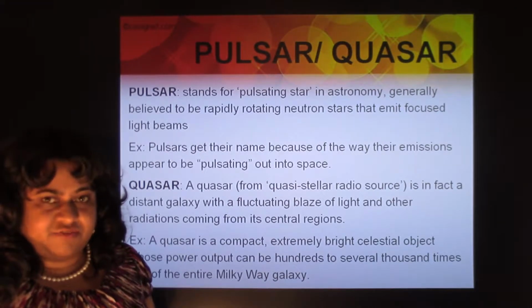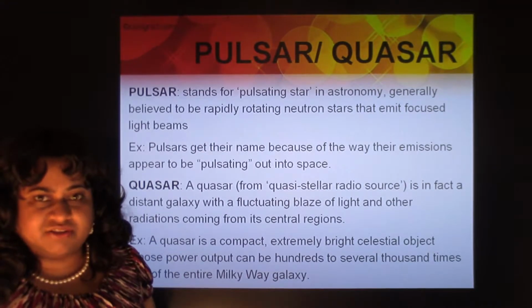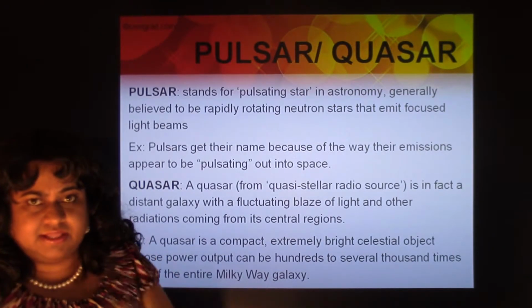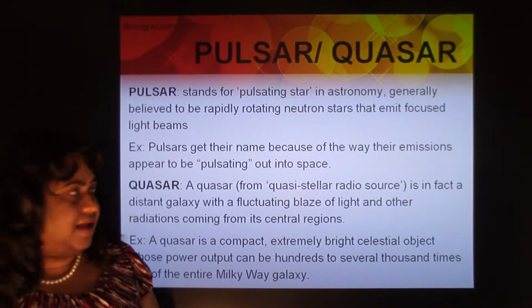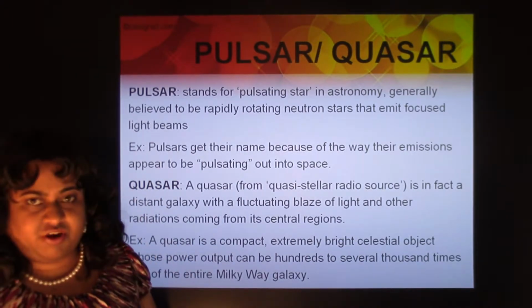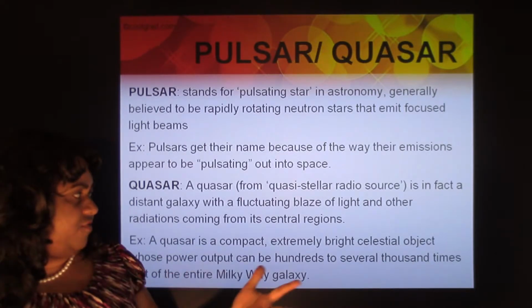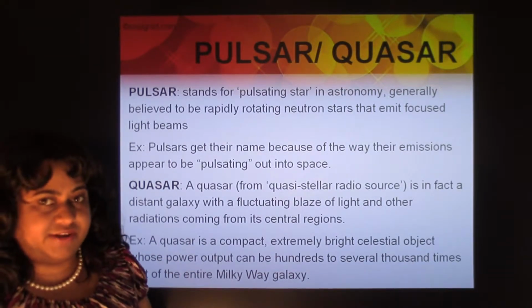So in some context, if you need to distinguish between a pulsar and a quasar, remember, a pulsar emits pulsated, focused beams of light, and it's a rapidly rotating neutron star. But a quasar emits a fluctuating blaze of light. It can also be very bright, though.